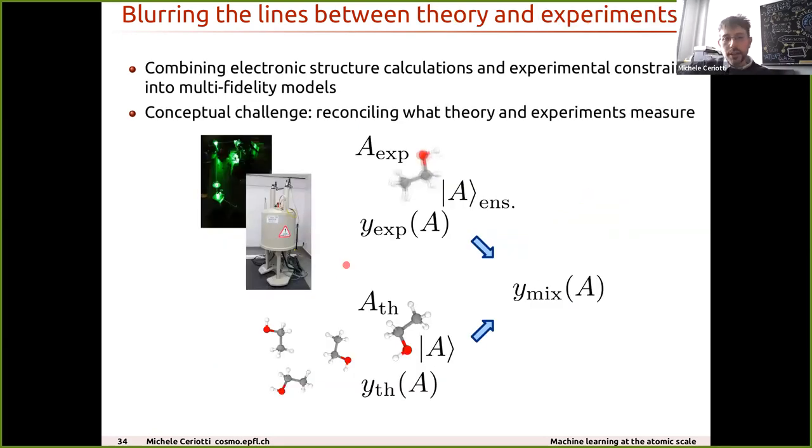Another aspect in which I'm really hoping to see fast progress is a combination of theory and experiments. This is really challenging because theory and experiments act on different objects. When you do a quantum calculation, you predict the properties of a specific configuration of the atoms. But if you measure the chemical shieldings of a molecule, what you're measuring is the average over an ensemble of configurations that are sampled by the experiment. On both a conceptual and a practical level, this is challenging, and it's something on which I would really like to see faster progress, and which we're working on.